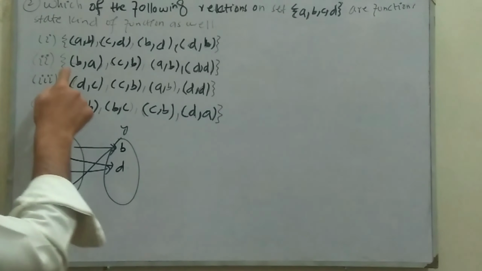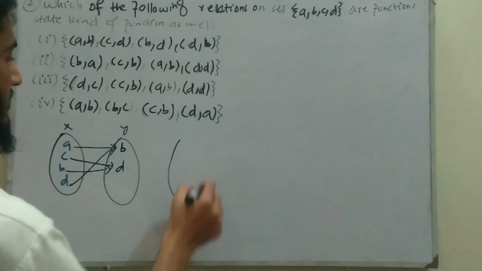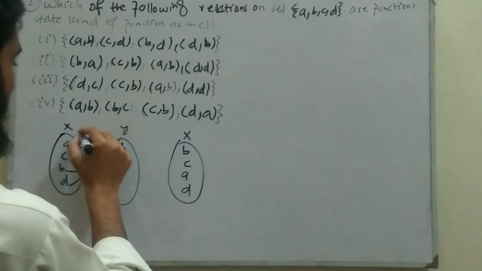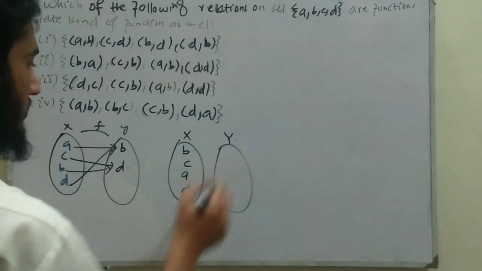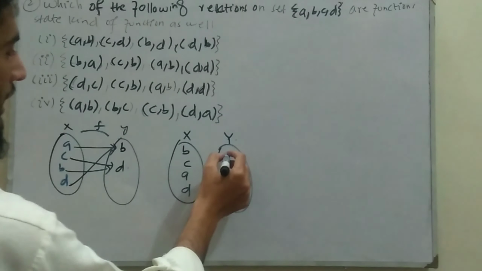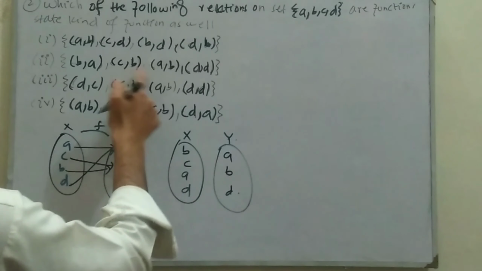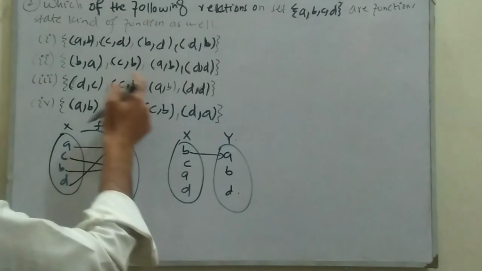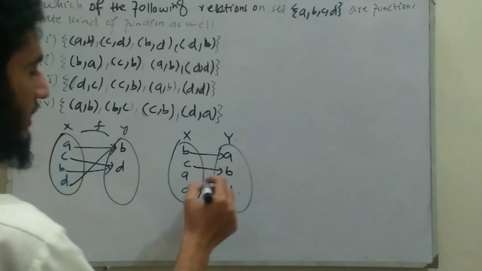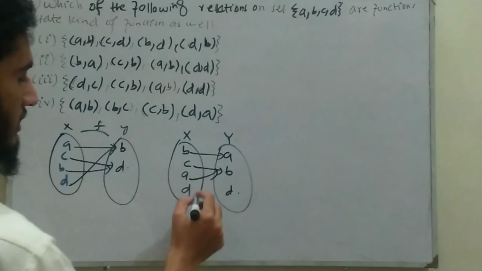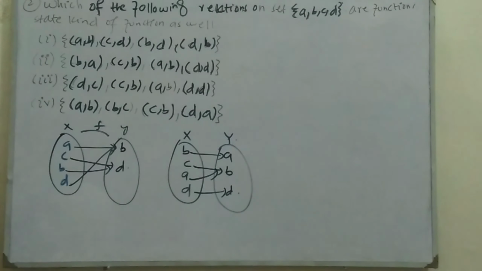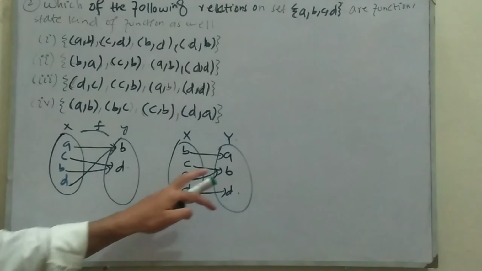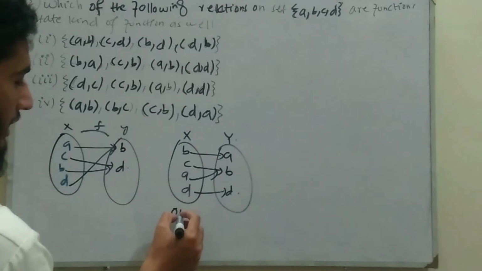Now move to the second part: (B, A), (C, B), (A, B) and (D, D). First draw a shape with X elements B, C, A, D, and let's suppose Y elements are A, B, B, D. We will take just one B from here, so Y has A, B, D. Here B is mapped with A, C is mapped with B, A is mapped with B and D is mapped with D. Each and every element is mapped with the Y values. So it means that the function is an onto function.